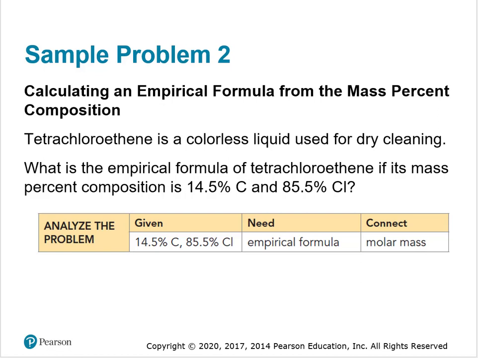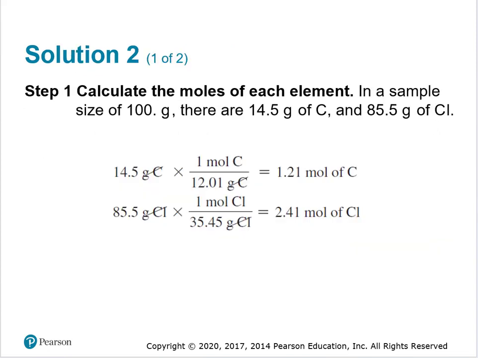What is the empirical formula if its mass composition is 14.5% carbon and 85.5% chlorine? Whenever we're given percents, again, both of these would add up to 100. We're going to assume that we have a 100-gram sample of the two of them. And so I'm going to say that I have 14.5 grams of carbon and 85.5 grams of chlorine.